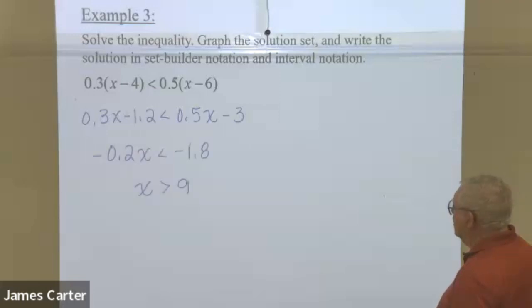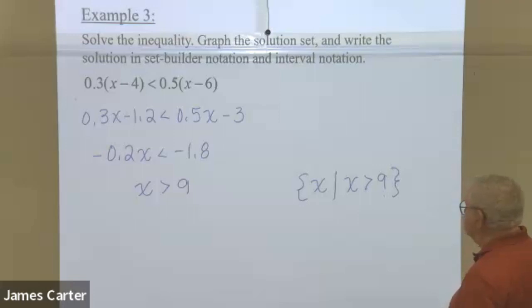Decimals, we go ahead and solve this, variables on the left, numbers on the right, we get x is greater than 9. There's the rule, the graph, and the interval notation. The interval notation looks just like the graph.